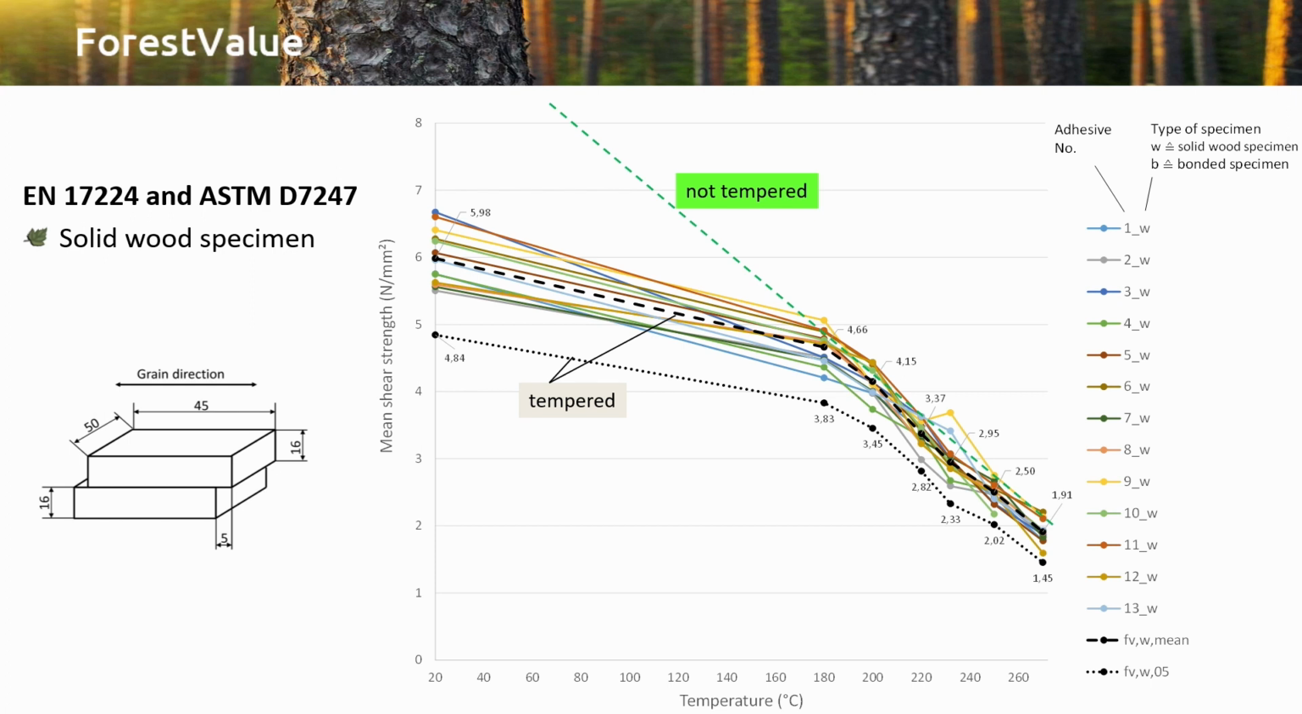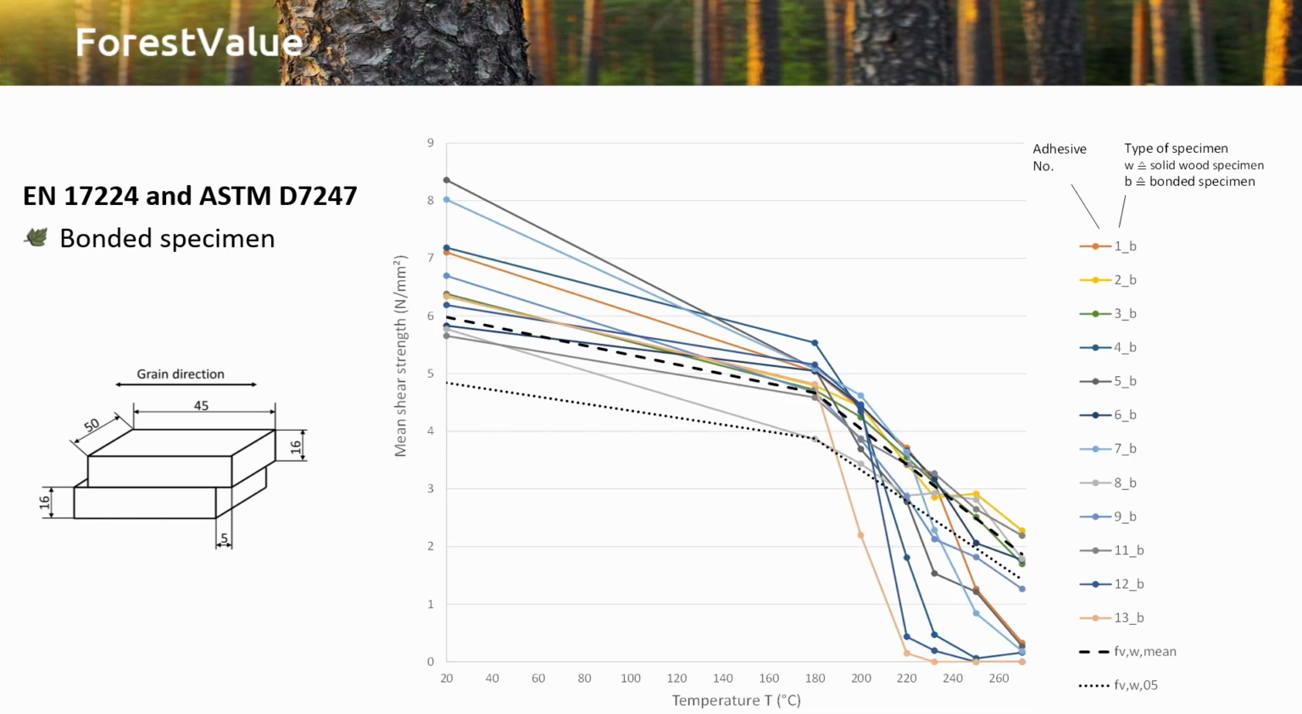And you see a quasi-linear behavior of the wood down to 270 degrees. And the bilinearity you see here comes from the tempering. If the wood wouldn't be tempered, the line would go straight up to a strength at 20 degrees, which we all know is in the range of about 9 to about 12 newtons per square millimeter for clear solid wood. These curves for solid wood serve as a reference for the following tests.